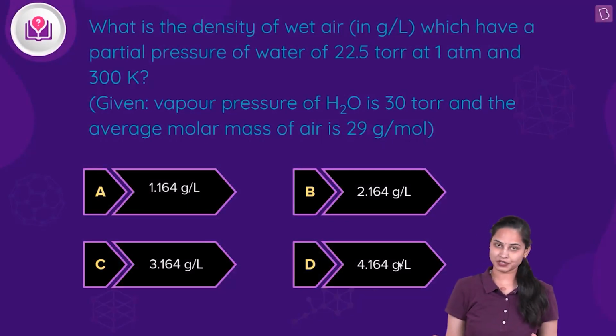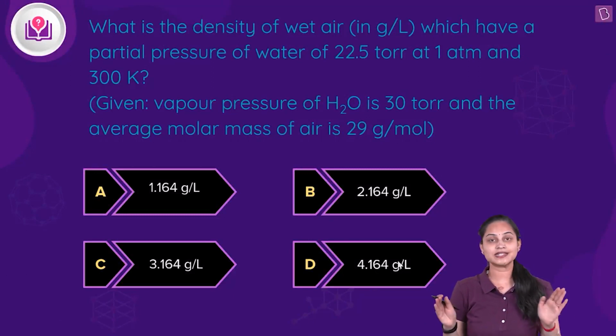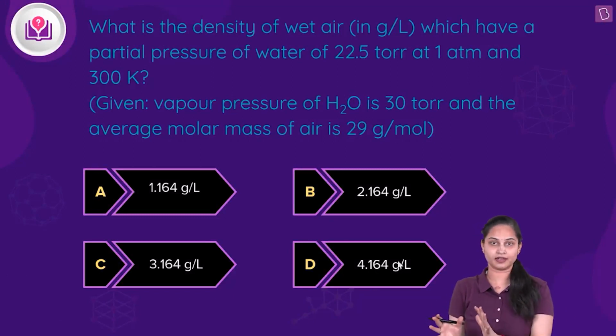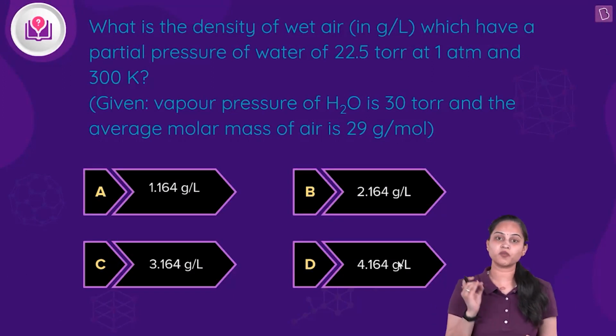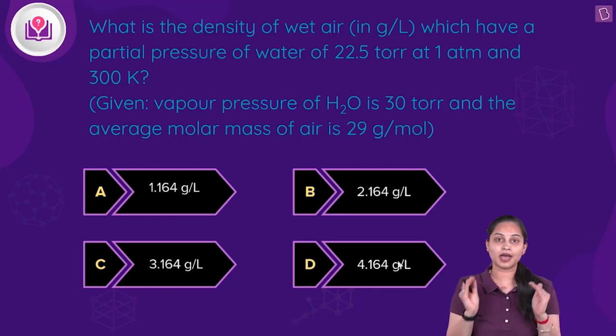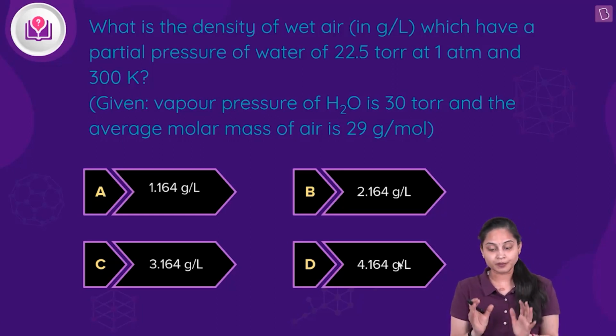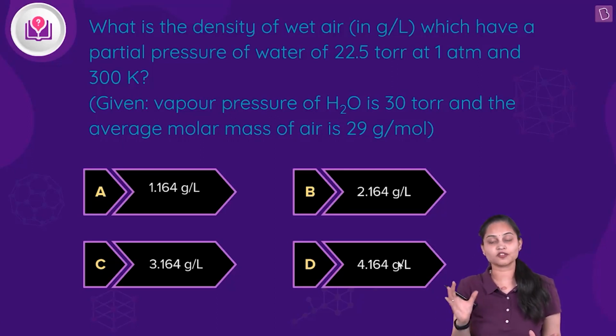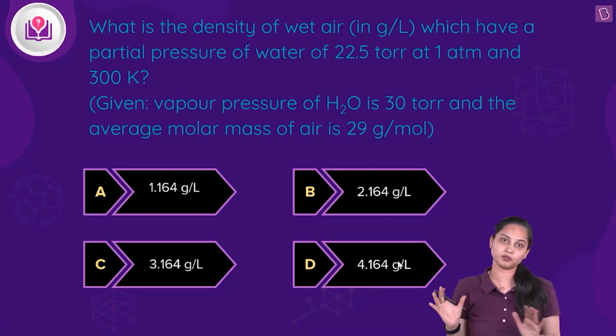Okay. The question over here is, what is the density of wet air in grams per liter which has a partial pressure of water of 22.5 torr at 1 atm and 300 Kelvin? We are given the vapor pressure of water as 30 torr, and the average molar mass of air is 29 grams per mole.